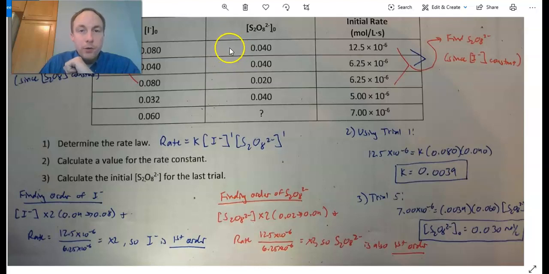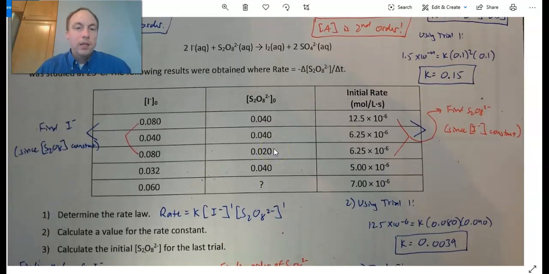For S2O8, I look for two trials that have the same amount of I- but different amounts of S2O8. Trials 1 and 3 looked like a good choice, so I'm going to compare those two and just ignore the rest. Here we double the amount of S2O8, and the rate has also doubled. That means it's first order. Therefore we can write the overall rate law as rate equals k times [I-] to the first times [S2O8 2-] to the first. Notice again that the orders of the reactants have no relation to the coefficients in the overall balanced equation. You have no idea what they are. You've got to figure them out experimentally.